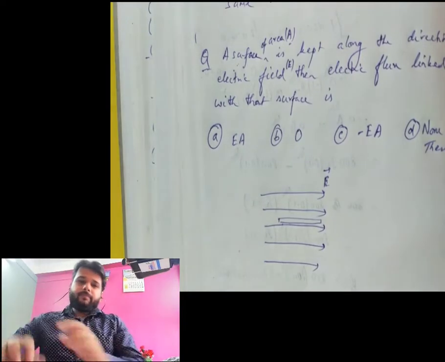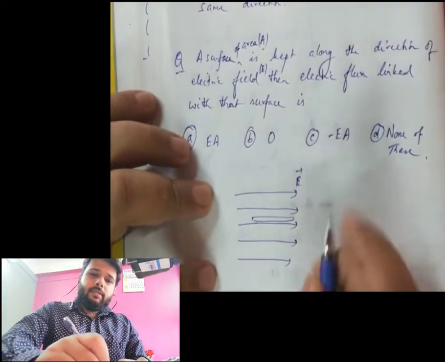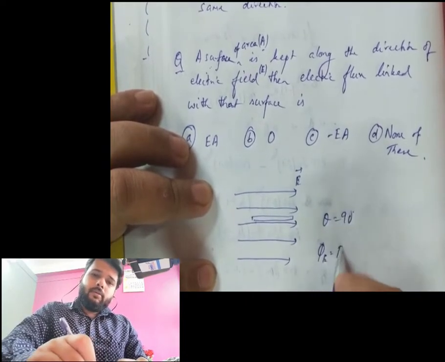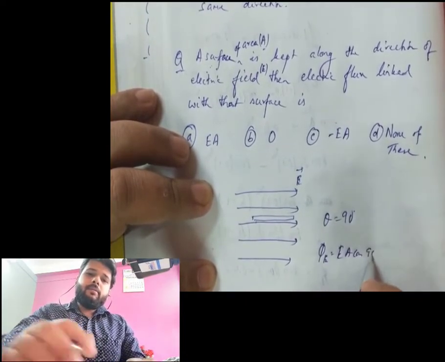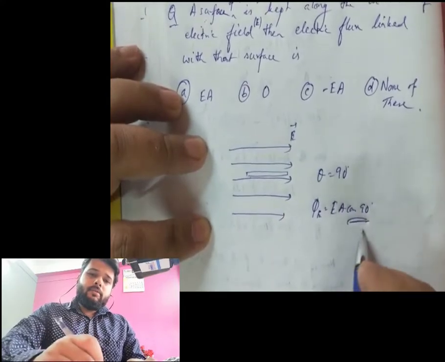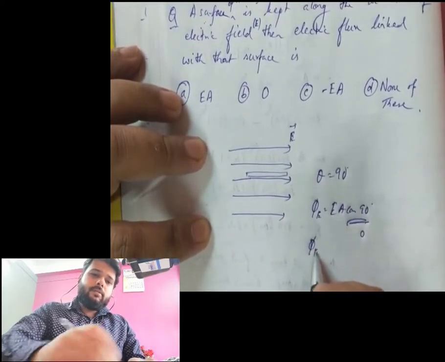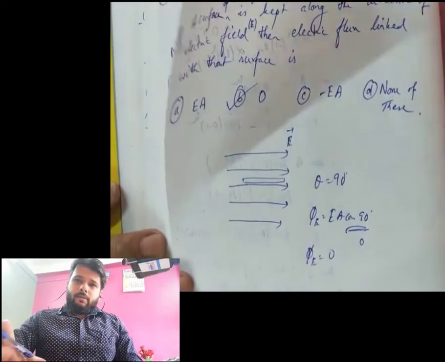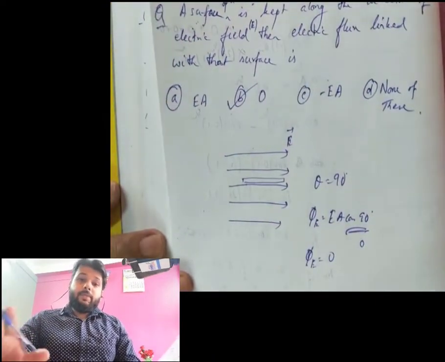So we say that theta is equal to 90 degree, so phi E will be EA cos 90 degree. Okay, so cos 90 degree is 0, so electric flux is 0. So option B is correct. Okay, so I hope it is clear.